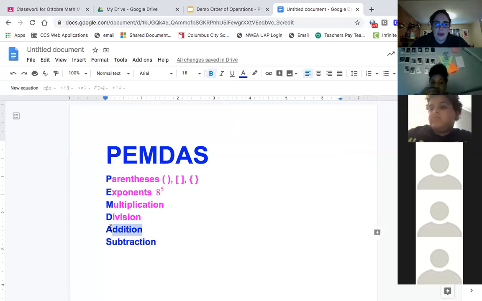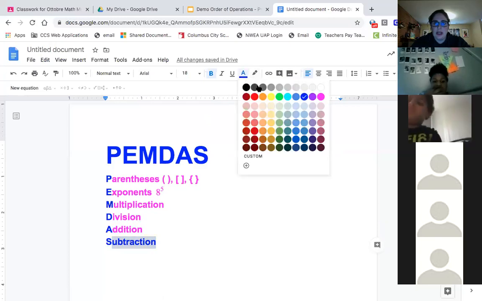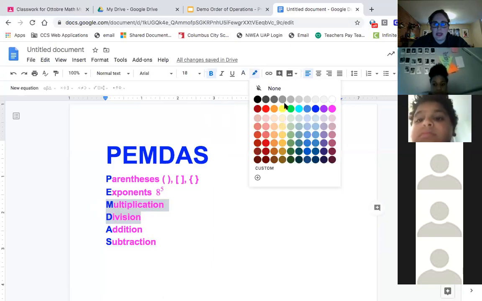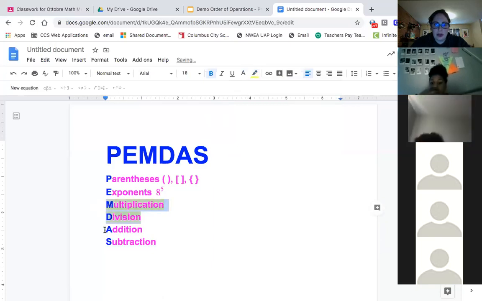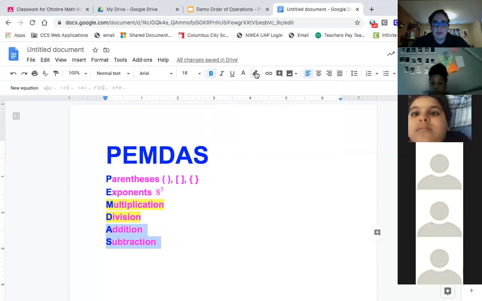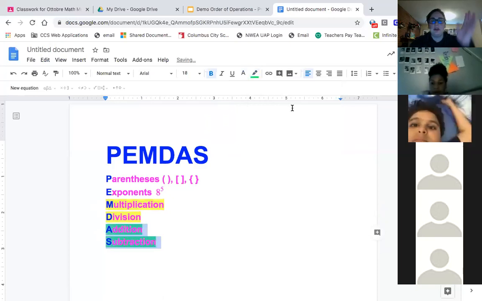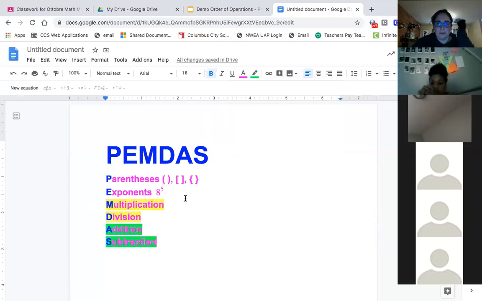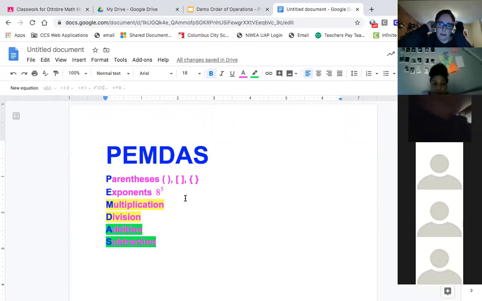The thing about the multiplication and division and the addition and subtraction is that those need to be done from left to right. So they kind of go together. If there's multiplication and division, you'll go from left to right in the problem, and same with addition and subtraction. Do you guys remember doing this last week? Do you remember practicing it a little bit?